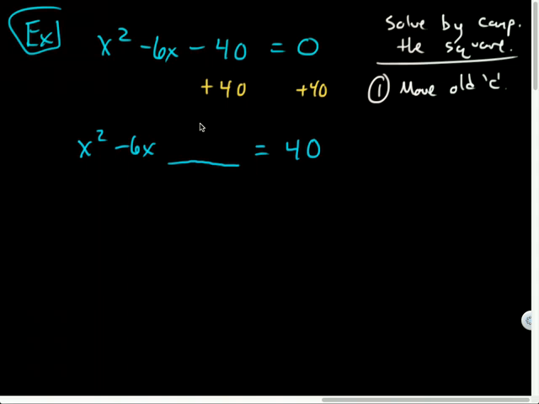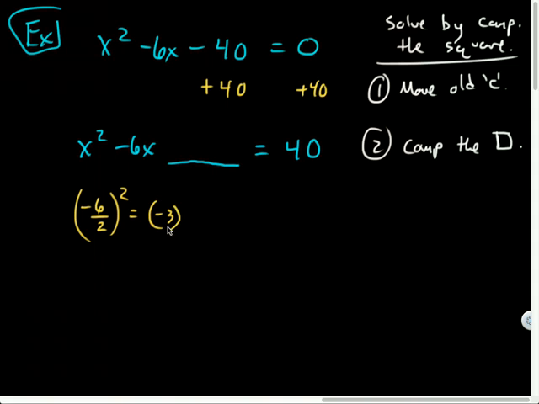Step 2, complete the square. I even drew a square there. It's kind of a sad looking square, but it'll do. So how do I complete the square here? What would go here? Well, let's find our new c term. That'd be negative 6 divided by 2, all squared. So that's negative 3 squared, which is 9. So let's add 9 here.